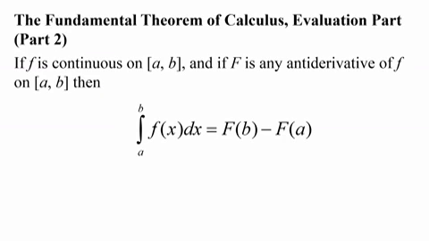This part is also known as the evaluation part. If f is continuous on the closed interval from a to b, and if capital F, the antiderivative of f, is any antiderivative of f on that closed interval from a to b, then the definite integral from a to b of f of x dx is equal to the antiderivative evaluated at b minus the antiderivative evaluated at a. Let's try some examples.